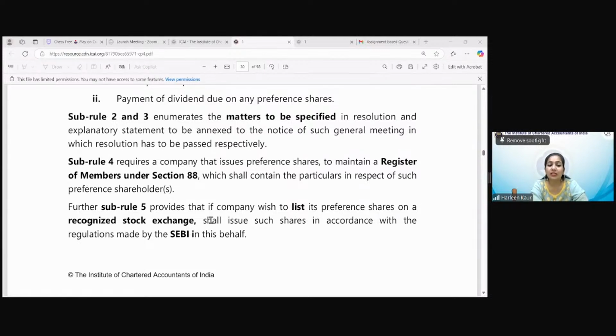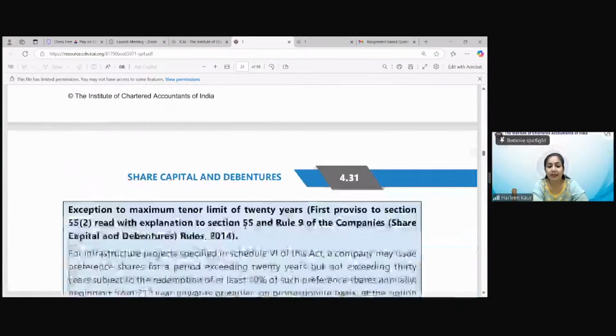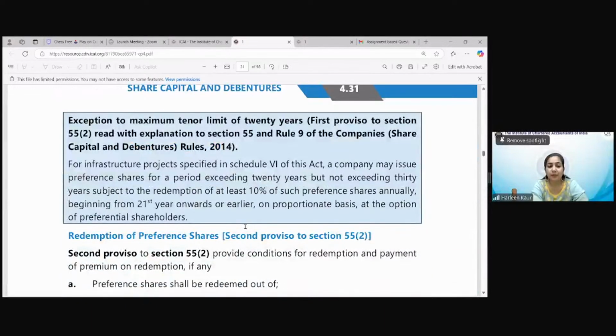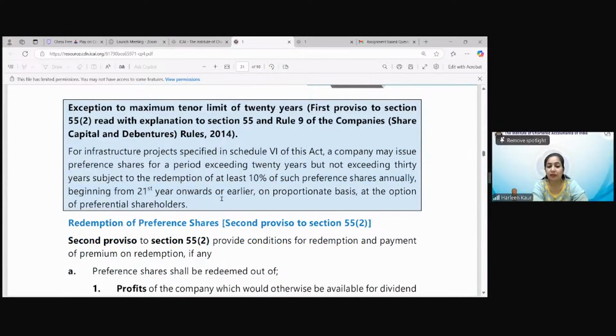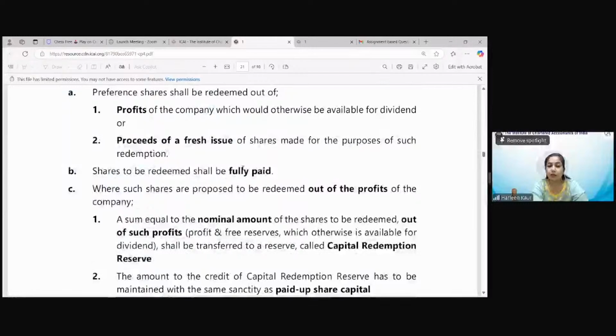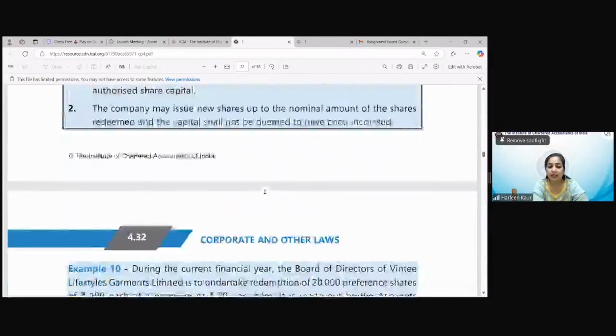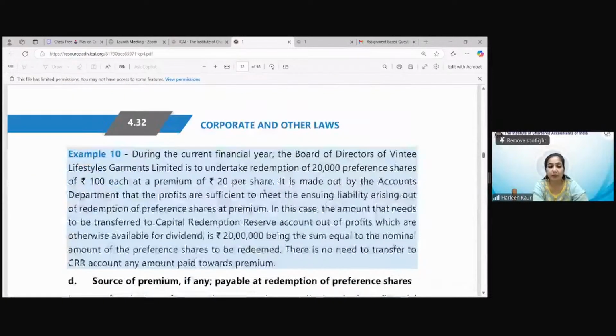If a company wants to list its preference shares, then it can issue the shares only as per SEBI. So if you're planning to list your preference shares on a recognized stock exchange, please follow the SEBI guidelines. Maximum tenure, 20%, 10%, we have done all these things. Out of the proceeds, fresh proceeds, everything is clear. Let me see some examples over here.